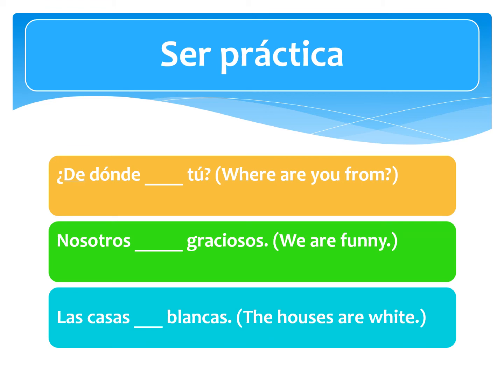All right, so let's try some practice here. See if you can figure out which form of ser is going to go into the blank. We'll go over the answers in just a few moments, but pause the video if you need some time to work. All right, ¿de dónde...? I want to say, where are you from? Nosotros blank graciosos. I want to say, we are funny. And las casas, the houses are white. Which form of ser are you going to use here? Pause the video if you need more time to work. Otherwise, we're going to go over the answers now.